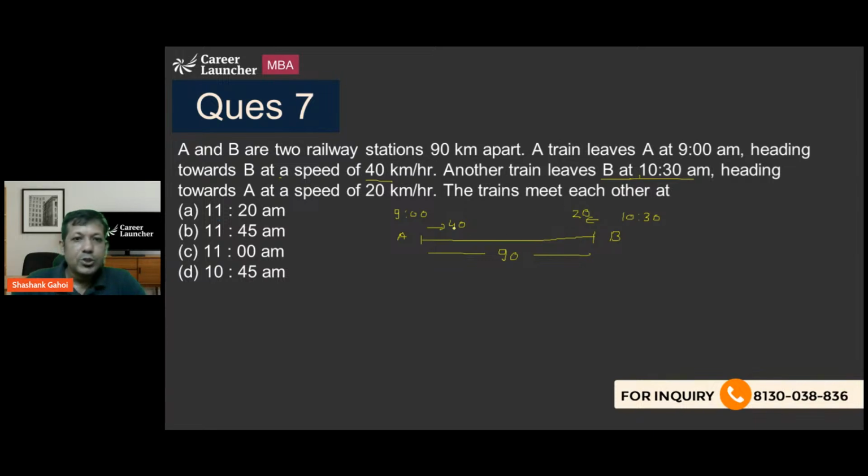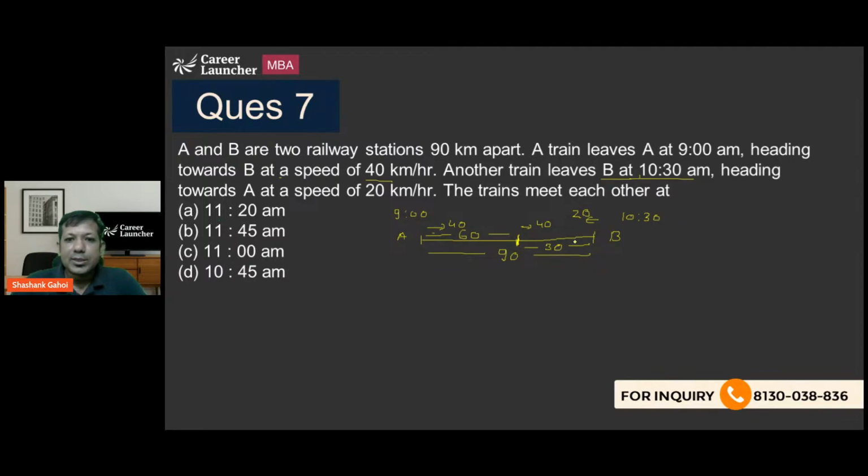So in 1.5 hours, this train is going to cover how much distance? Speed is 40, 1.5 hours means 60 kilometers it is going to travel. Now the remaining distance is going to be 30. अब क्या होगा कि after 10:30 it is traveling with a speed of 40 and this is traveling with a speed of 20. So direction is opposite, so relative speed I'm going to use.